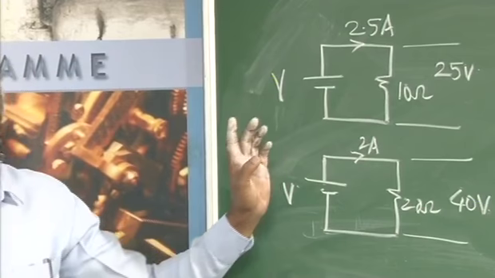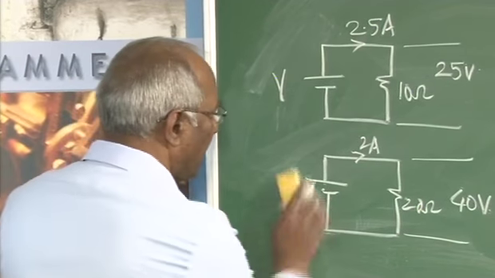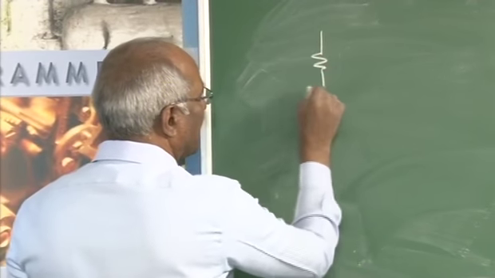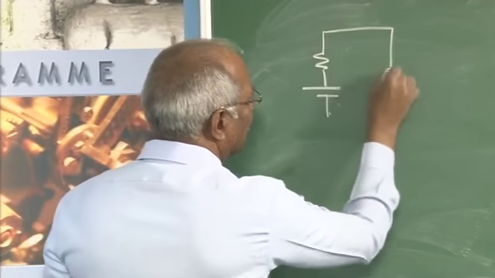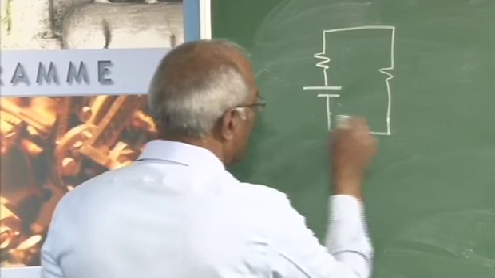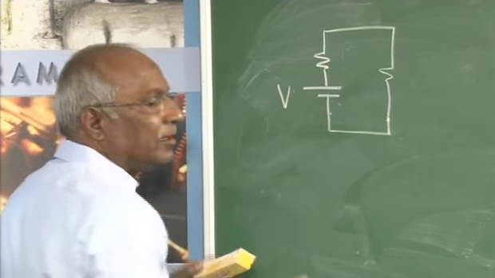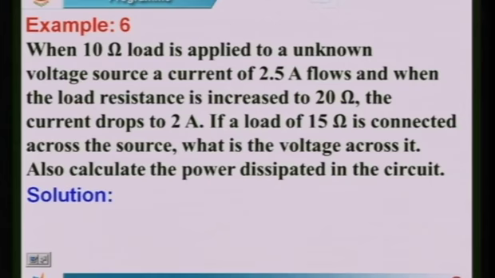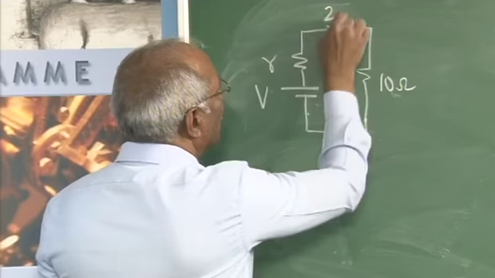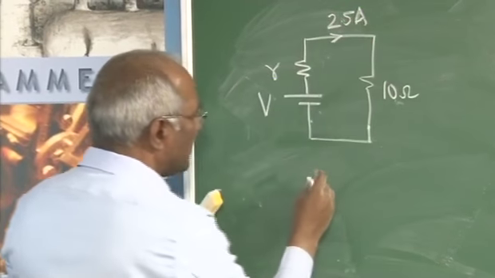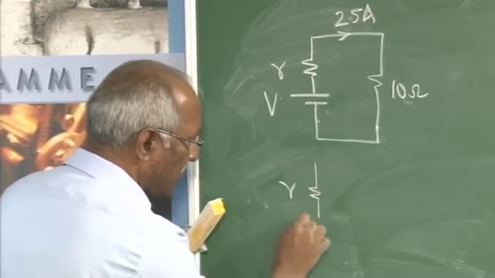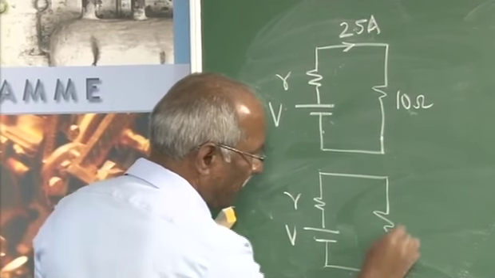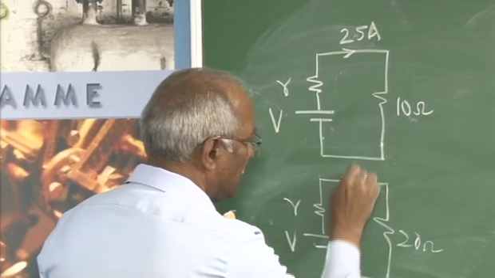Because these two are not the same, it indicates that the voltage source is not an ideal one, but a practical one. A practical source can be assumed to have a series resistance R. This is V. In the first case the load is 10 ohm and the current is 2.5 amperes. In the second case, the same R, same V, the load is 20 ohm and the current is 2 amperes.